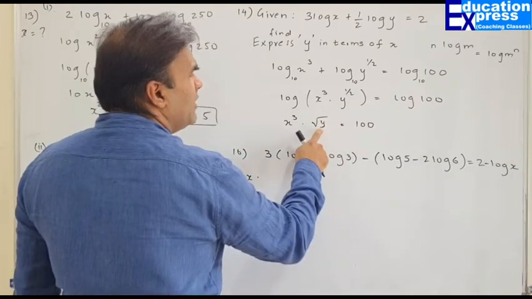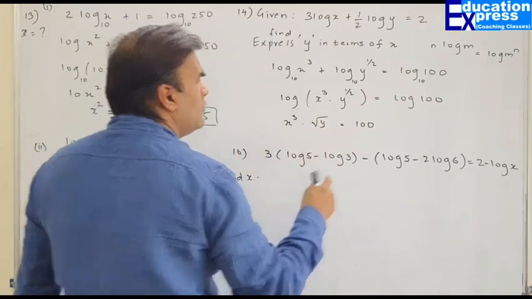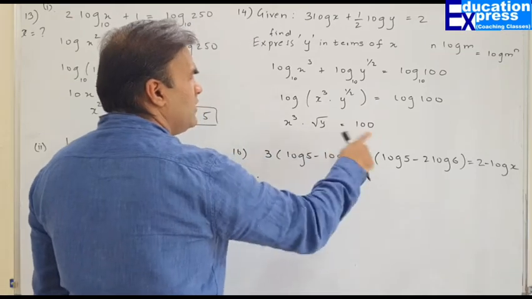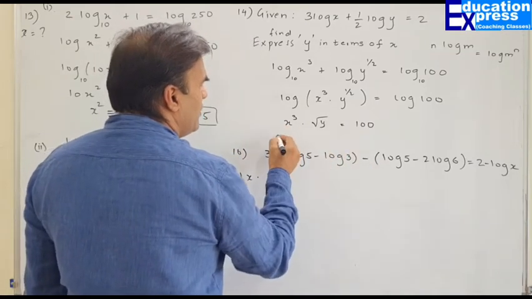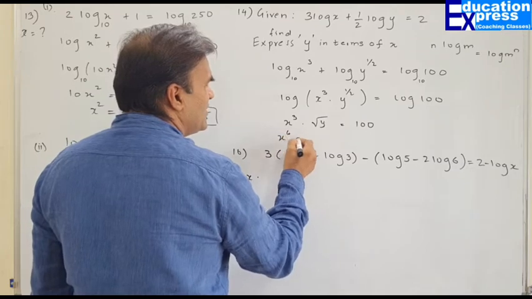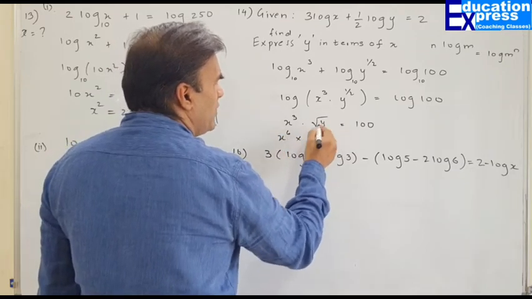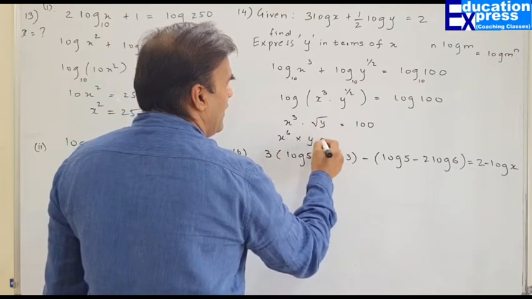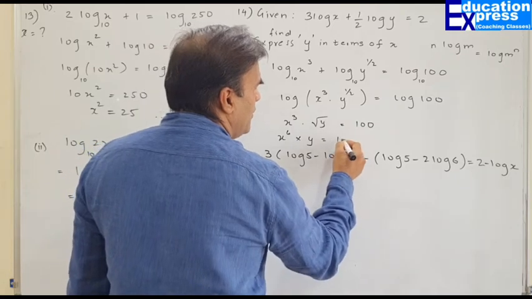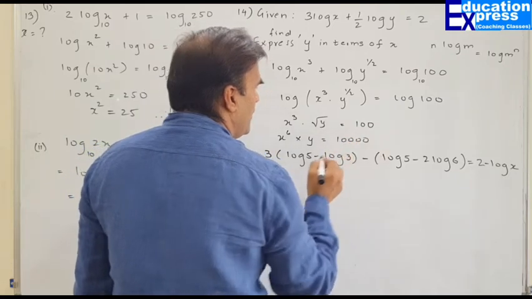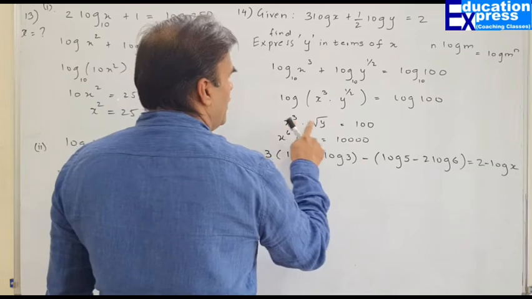x raised to 3 into square root of y is 100. Since I want to find the value of y, what do we do? We can take square on both the sides. If you take square over here, this will become x raised to 6. If you take square over here, this will become y. And if you take square over here, this will become 10,000. Sir, you have taken square here also and here also?